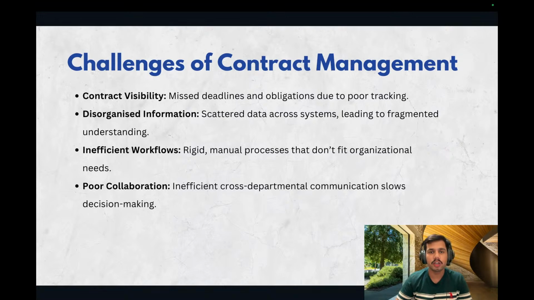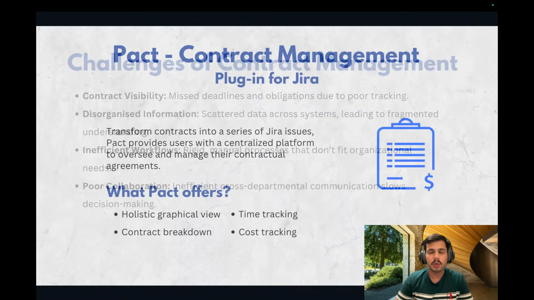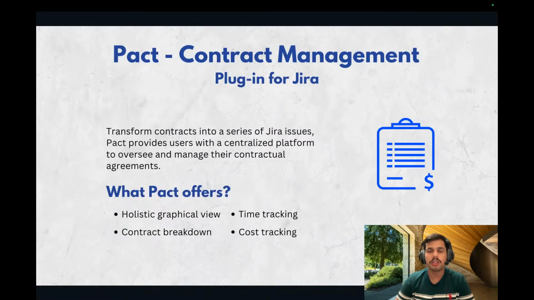So now let's move to the pact. So as I have told you, pact is a comprehensive solution for the Jira ecosystem. So what Jira provides us, Jira provides us some issue types. So pact transforms those issue types that Jira provides into the contracts. Like you have several issue types in Jira, like epics, task, subtask, story, and other issue types as well, and custom issue types as well.